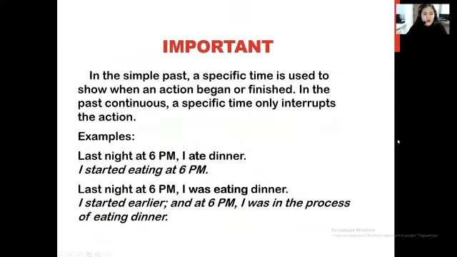In the simple past, a specific time is used to show when an action began or finished. In the past continuous, a specific time only interrupts the action. Examples: Last night at 6 p.m. I ate dinner. I started eating at 6 p.m. Last night at 6 p.m. I was eating dinner. I started earlier, and at 6 p.m. I was in the process of eating dinner.